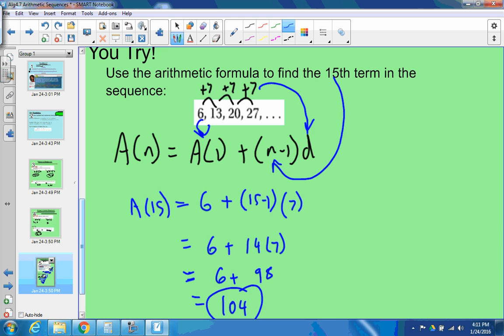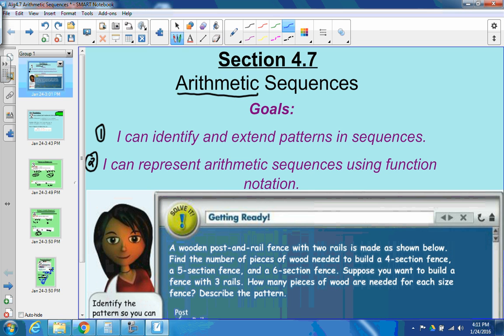Awesome. So that is it for arithmetic sequences. We covered identifying and extending patterns in regular sequences, and then using the arithmetic formula and function notation to find patterns in arithmetic sequences. So hope you learned something.